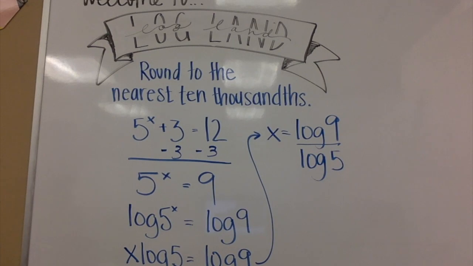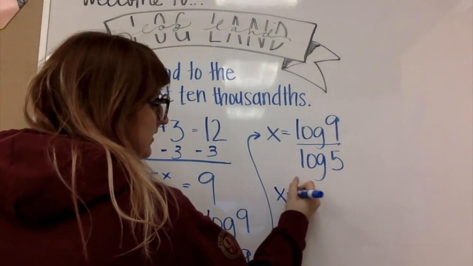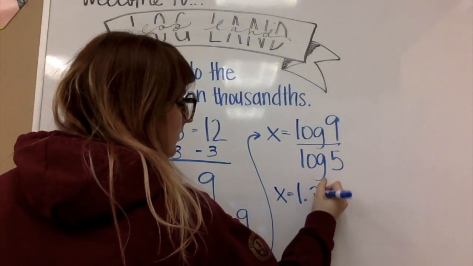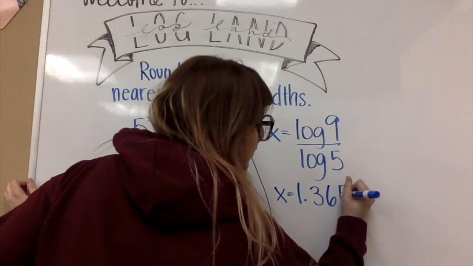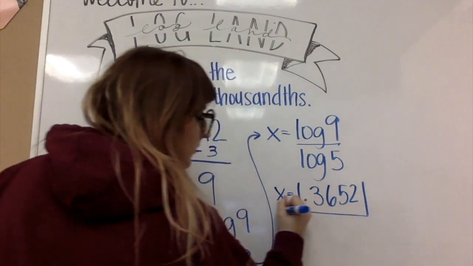So this is something that you're going to need to do on your calculator. And when you do that, you should get the answer of x equals 1.3652.